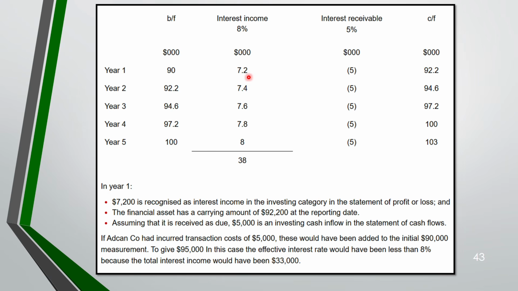How you record 7.2, this 5, and this 92.2. Once you understand this, mostly they will ask for year 1 or max year 2. Beyond that, they do not ask the journal entries.